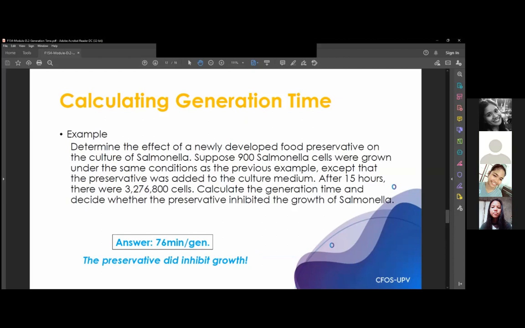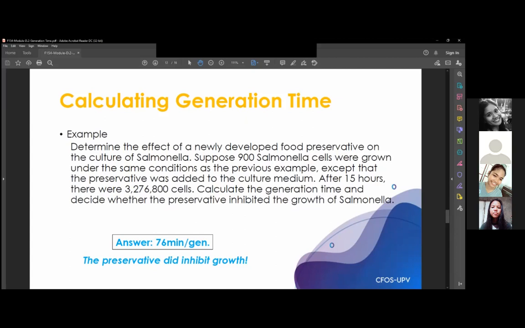You will appreciate these equations, no, when you do your activity already. Kasi mas mapapractice mo yung mga formula. Alright?